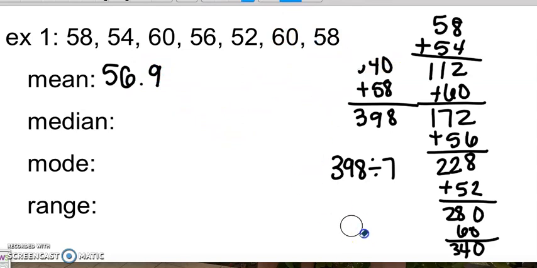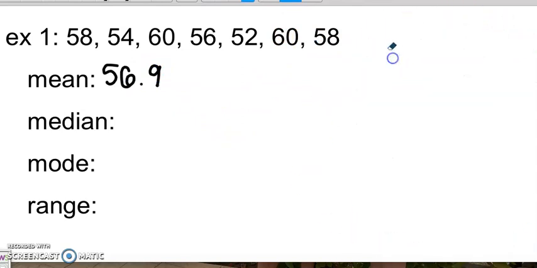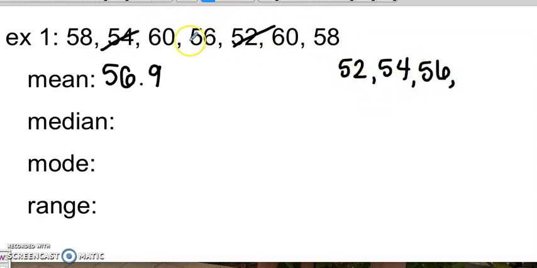To find the median, I now have to take all of my numbers and put them in order from least to greatest. So my smallest number, 52, 54, 56, 58, 58, 2 58s, and 2 60s. I'm running out of room.